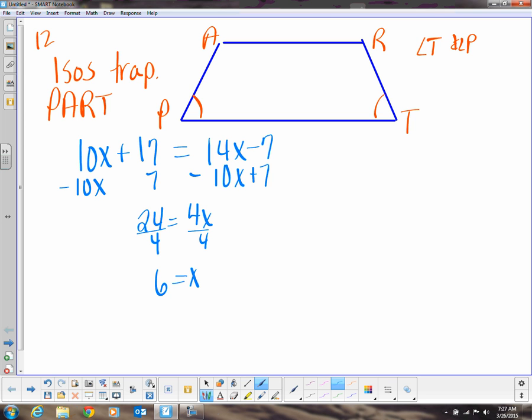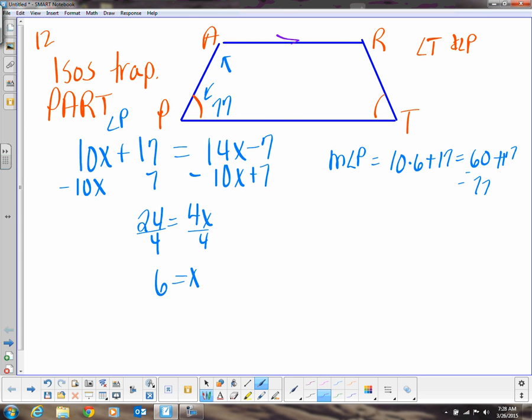Right. Now, I did not ask for x. I asked for the measure of angle A up there. Well, we're going to find P first. So what's the measure of angle P? P happened to be 10x plus 17. So it's going to be 10 times 6 plus 17, which gives me 60 plus 17. And that's indeed 77, correct? All right, so now you tell me how we're going to get A.